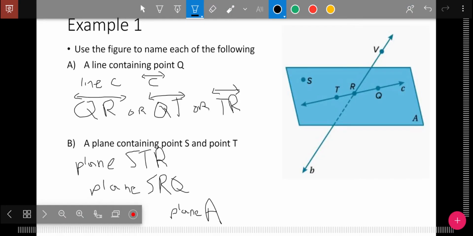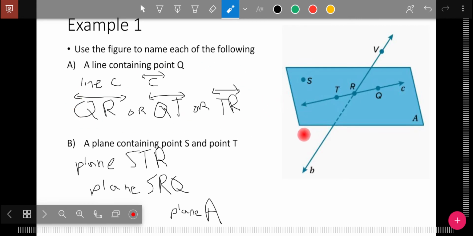So I did this one in class earlier, and I didn't erase the answers, so the answers are already here, but I'll talk you through it. Example 1, name each of the following. So you only have to name it once. I named it a whole bunch of times here. You only have to name it once on the homework.